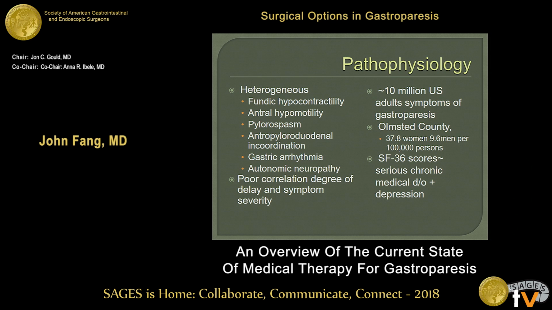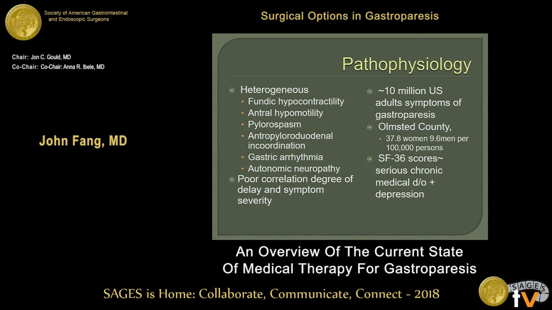So the pathophysiology is very heterogeneous here. I've listed the things that have been identified: fundic hypocontractility, antral hypomotility, pylorospasm, which I think a lot of the surgical type options have been looking at, in coordination of your antrum, pylorus, and duodenum. Gastric dysrhythmias, autonomic neuropathy, which is becoming more and more common in general in medicine. And again, I'll bring this up numerous times, this conundrum or mismatch of the degree of symptoms and the tests that we do.